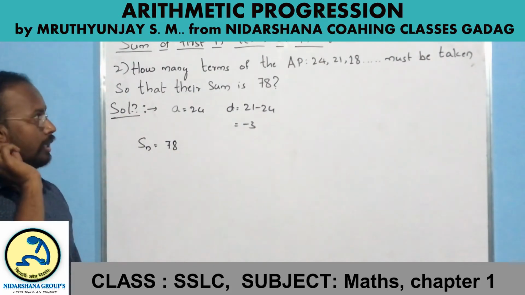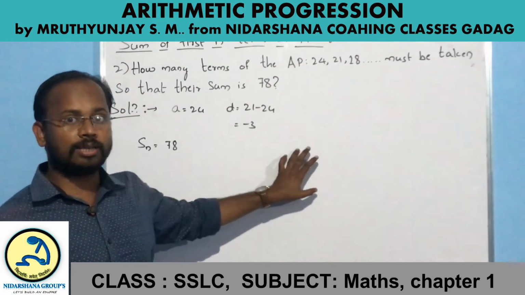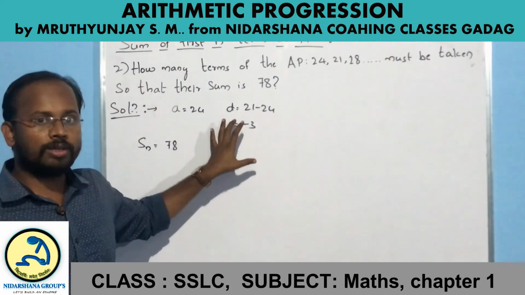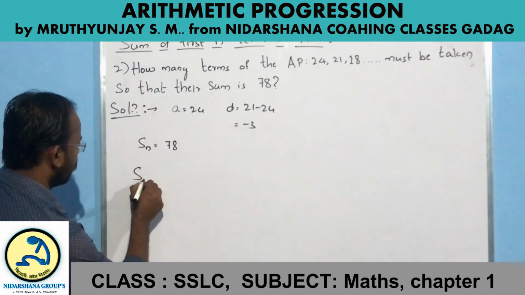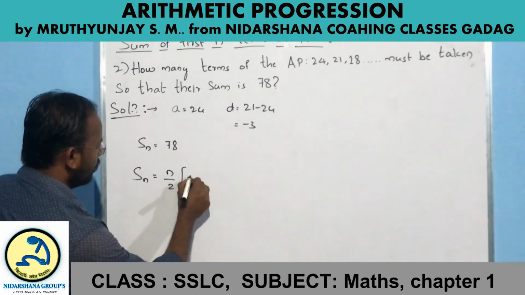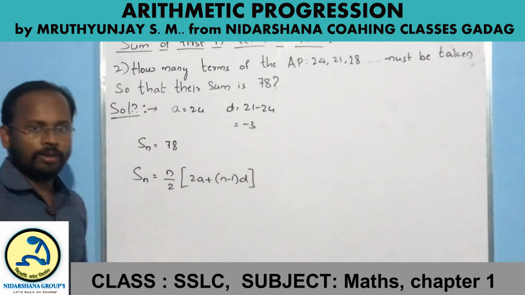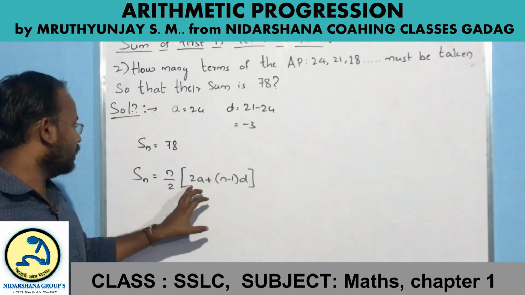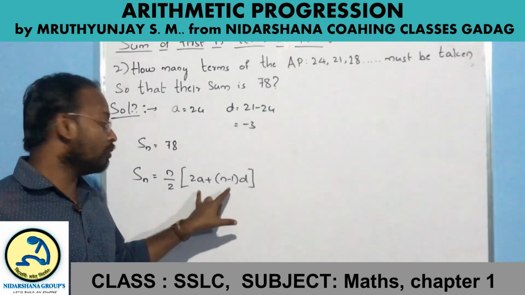And here we know the first term and common difference. If we know the first term and the last term, we will go for one formula, and if we know the first term and the common difference, we will go for the other formula. So first I will write the formula convenient for this. That is, Sn is equal to n divided by 2 into 2a plus n minus 1 into d. If we knew the first term and the last term, then instead of 2a plus n minus 1 into d, in this place we would have used a plus l.